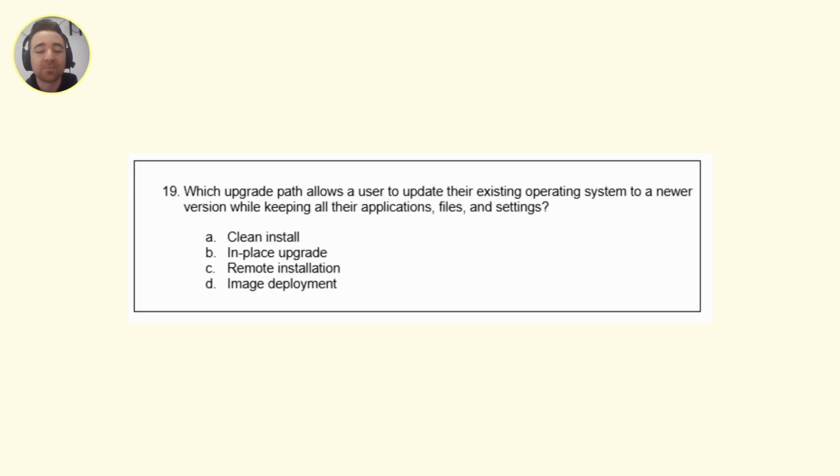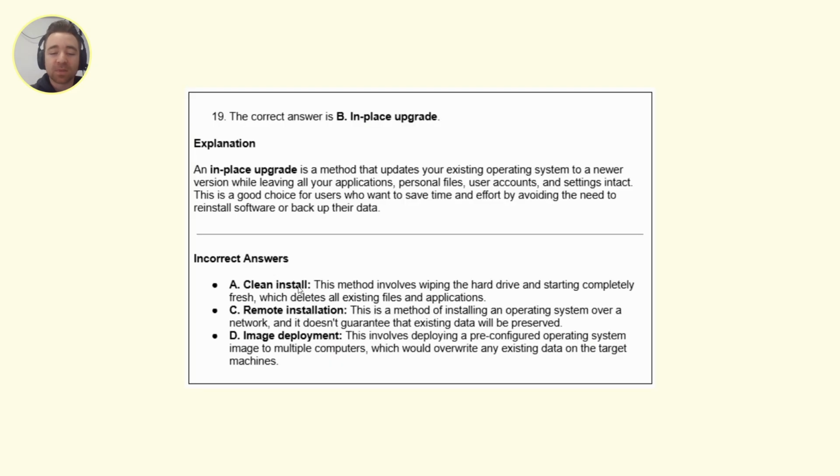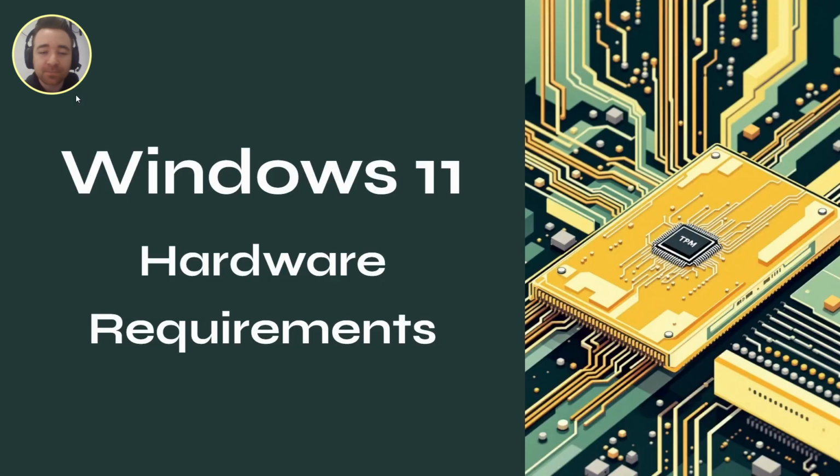So hopefully we should have known that the in-place upgrade keeps everything intact and upgrades the OS, while the clean install wipes everything. Remote installation, it's not really related. This is more about, do you do it in person or do you do it over the network or over the internet or remotely? And image deployment is just a different method of updating OSs. So the only 2 relevant answers here really were clean install or in-place upgrade. Hopefully we got that right.